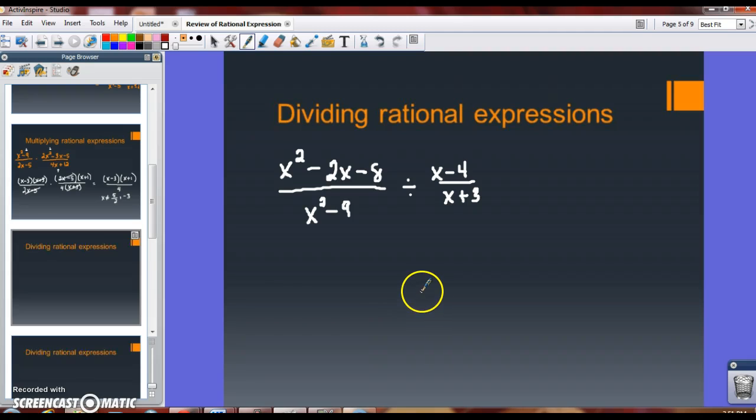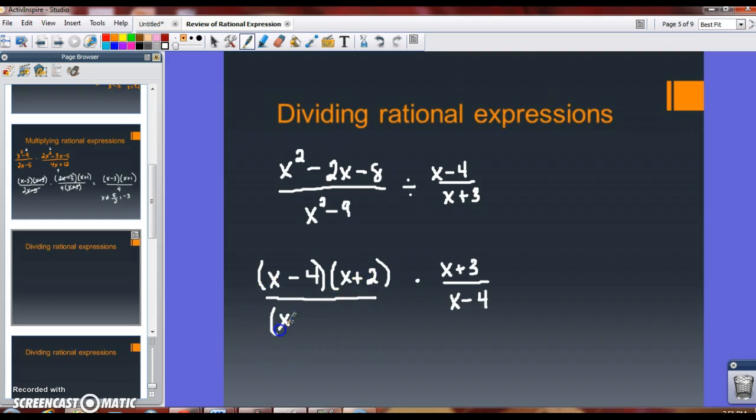Okay. When we are dividing, the rule for dividing, because by definition dividing is just multiplying by the reciprocal. So whenever we divide rational expressions, we're going to make it very easy on ourselves, and we're just going to change this to multiplication and then flip that second fraction, because we're just going to be multiplying by the reciprocal. And so I'm going to go ahead and factor. If I factor x squared minus 2x minus 8, I end up with x minus 4 times x plus 2.